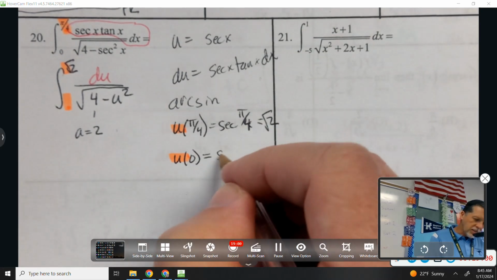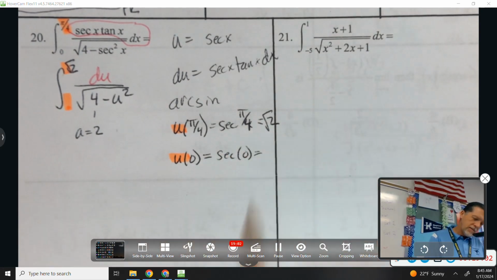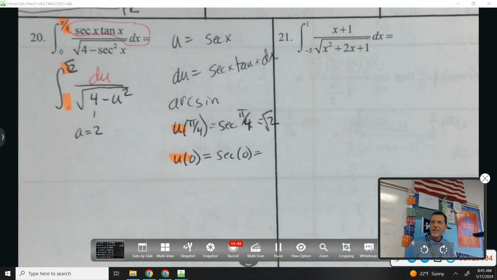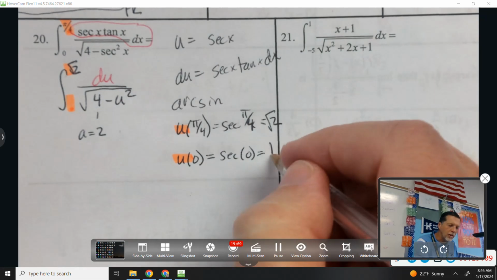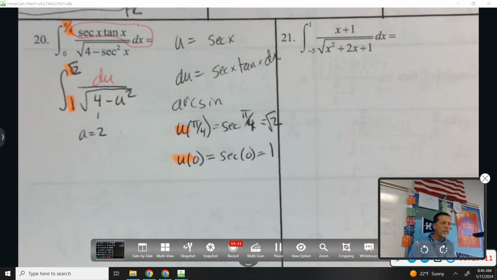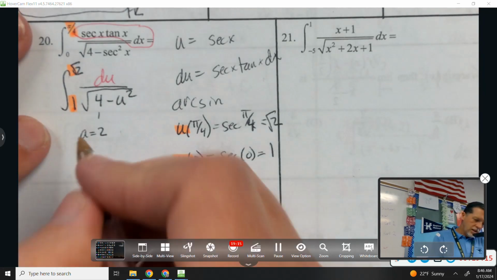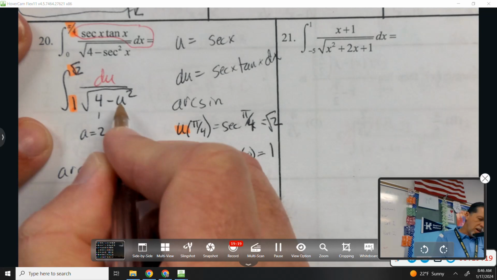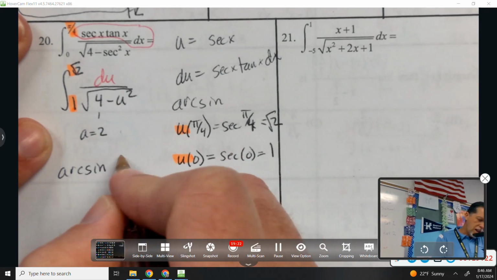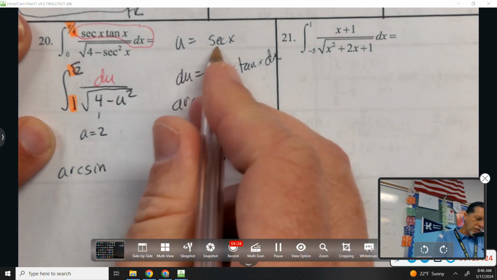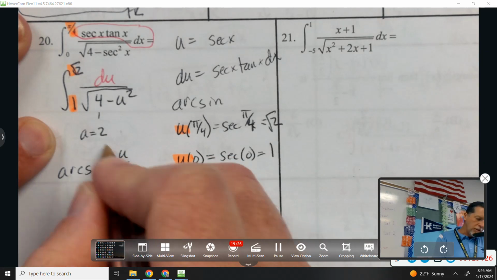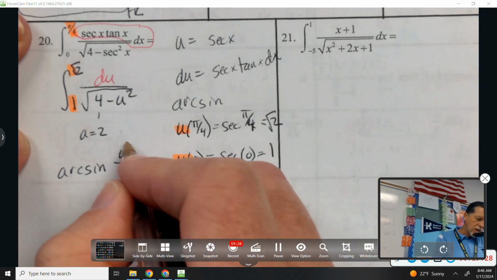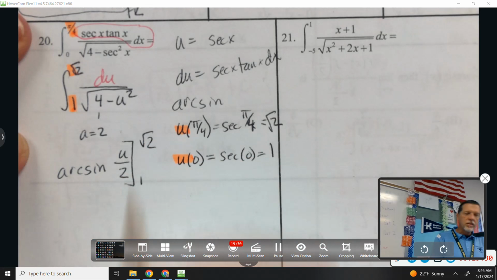The secant of 0, again, nobody thinks secant. Everybody thinks cosine. Cosine of 0 is 1. If I flip that over, I get 1. So now I've got my new limits to deal with. Okay, we said this was arcsine, u over a. And I have u's, so I'm not going to put secant of x back in there. I'm going to leave it as u over, I'm going to put the 2 in there. From 1 to square root of 2.